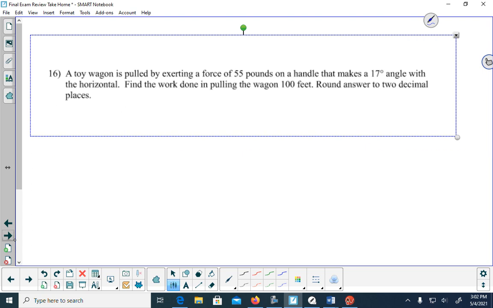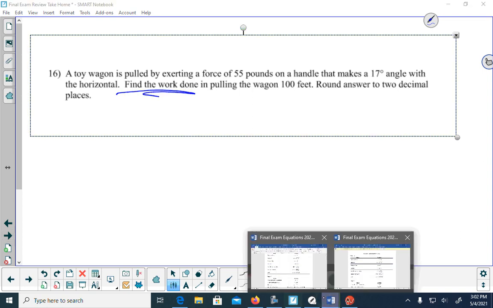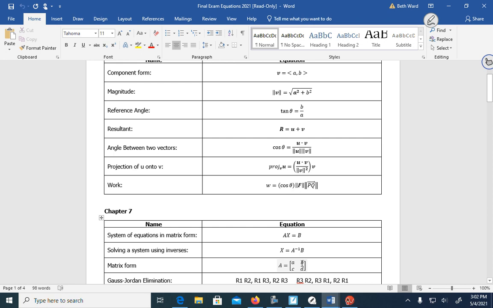Next one is a toy wagon is pulled by exerting a force of 55 pounds on a handle that makes a 17-degree angle with the horizontal. Find the work done if the wagon is pulled 100 feet. As soon as I see find the work done, I go to my formula sheet and look for the one that says work. See how it says work right there? So this is my formula.